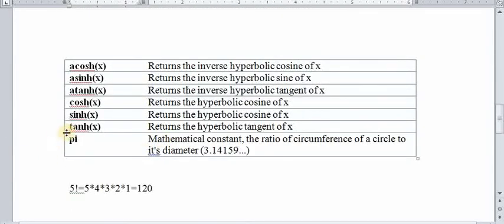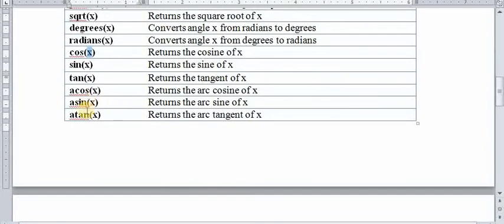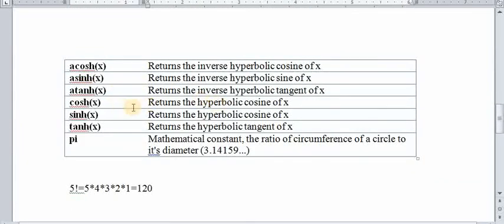Now various types of trigonometrical functions are there, like acos x, asin x, atan x, which return the arc cosine, arc sine and tangent of x. Sorry buddy, I have no idea about the arc cosine and hyperbolic cosine and so on. For this you have to discuss with your mathematics teacher. I will tell you how to use this function, but I have no idea why we use them.